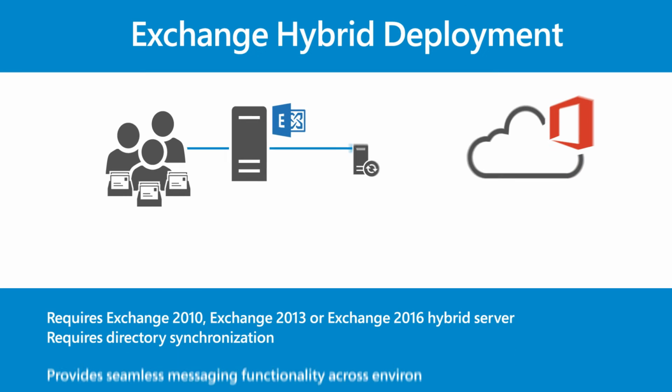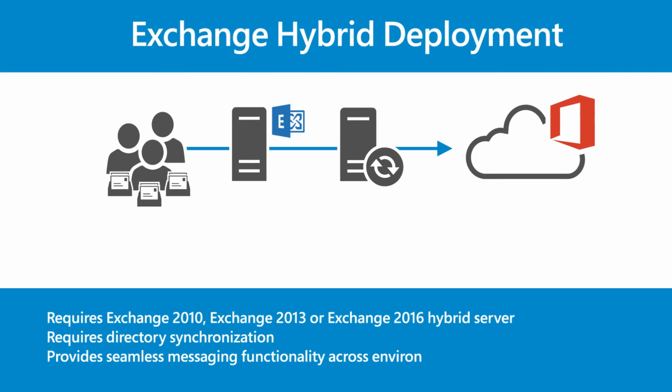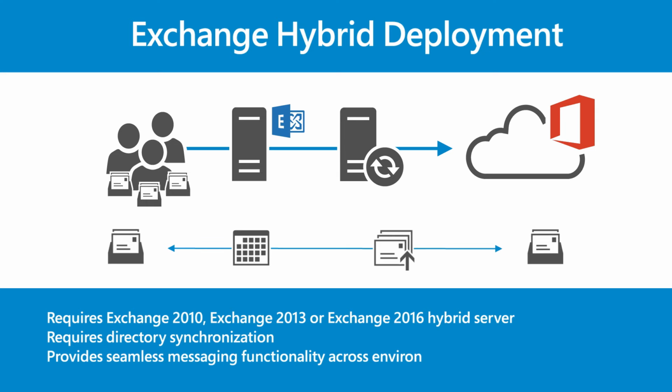In a hybrid deployment, secure messaging functionality is seamless across the environments. Calendar free busy sharing and message tracking are enabled. You can also move mailboxes back and forth between on-premises and the cloud. Directory synchronization has to be deployed for this option, and at least one Exchange server has to be kept on-premises for mailbox management.